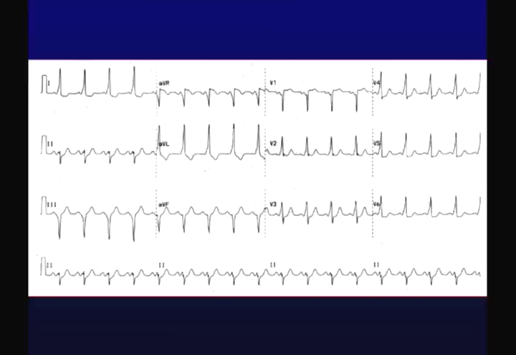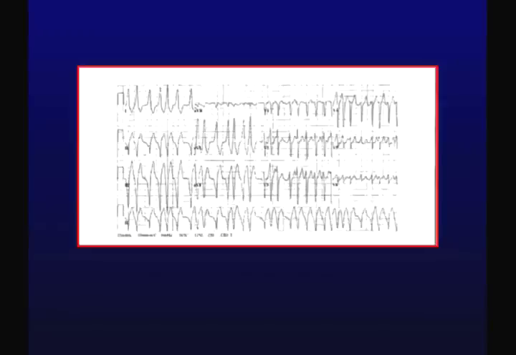And in fact, that last patient that I showed you, this is her EKG. And you can see that she does in fact have pre-excitation, a short PR, and this person was easily converted with adenosine.